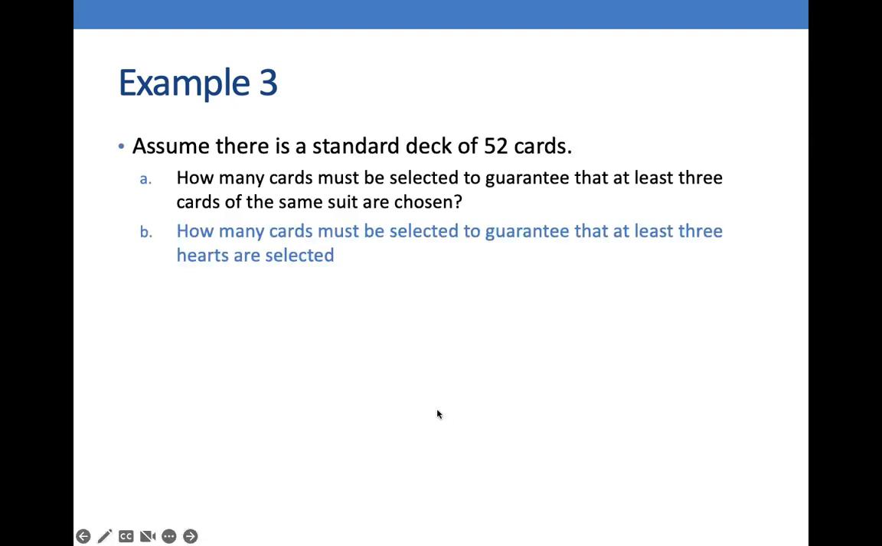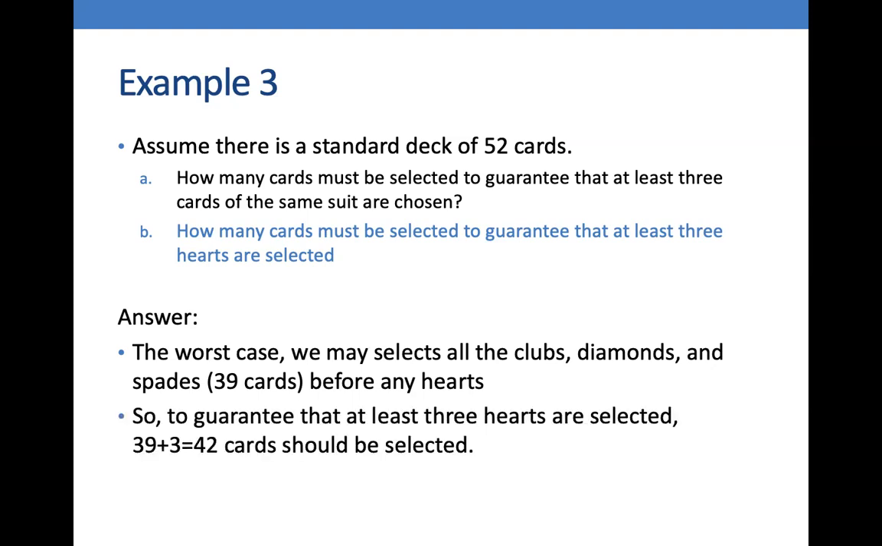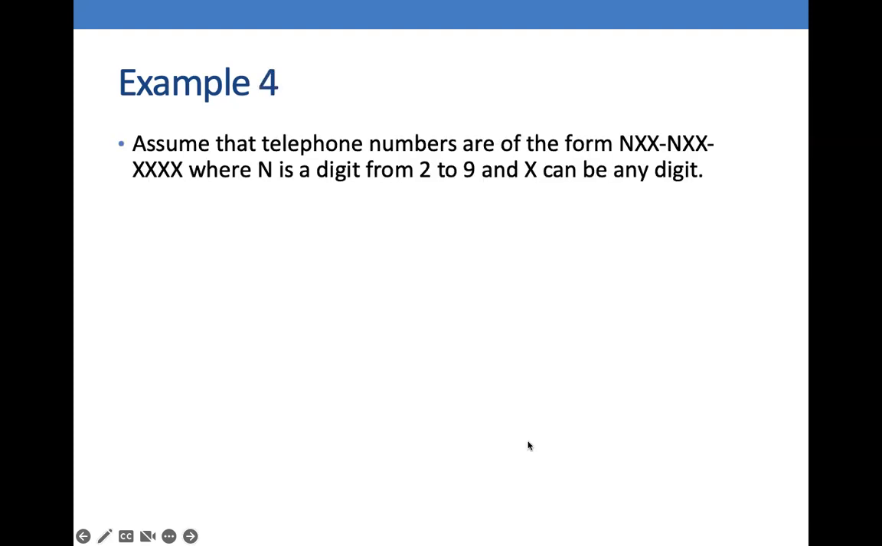How many cards must be selected to guarantee that at least 3 hearts are selected? So the worst case may be that we could select all the clubs, diamonds, and spades before any hearts, and those will result to a total number of 39 selected cards. So to guarantee that at least 3 hearts are selected, then 39 plus 3 or 42 cards should be selected. Okay, so let's have another example.